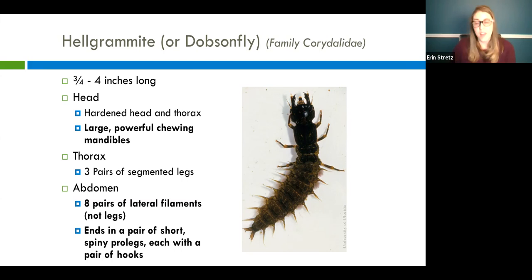But the filaments along the abdomen, you can kind of see these hair-like structures coming off of each segment of the abdomen. Those are soft. Those are not a hardened structure like the top part, like the thorax and the head capsule on this Dobson fly. The abdomen is segmented and soft, and the same with those filaments coming out of the side of the abdomen. At the end of the body, again, we have a pair of prolegs, each with a pair of hooks. So there's a lot of different things on this organism that can help us to identify it. It's very distinctive.